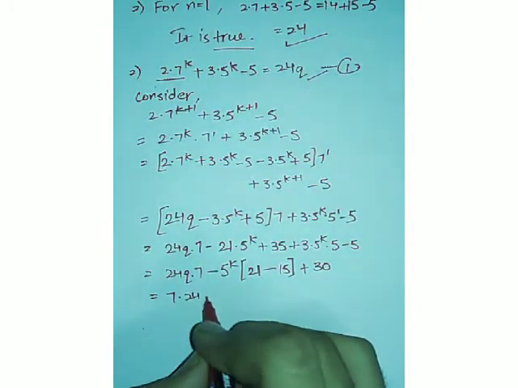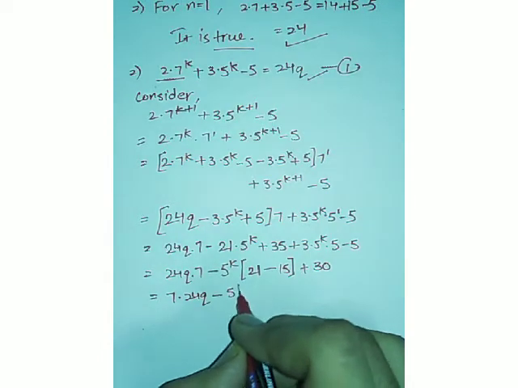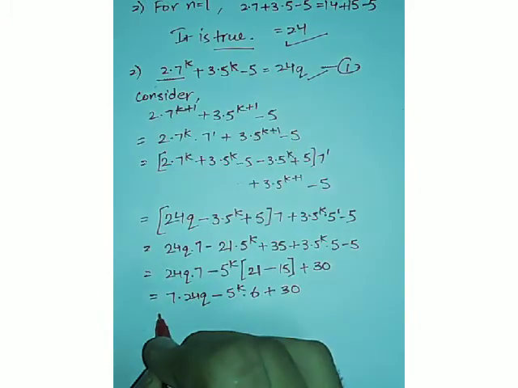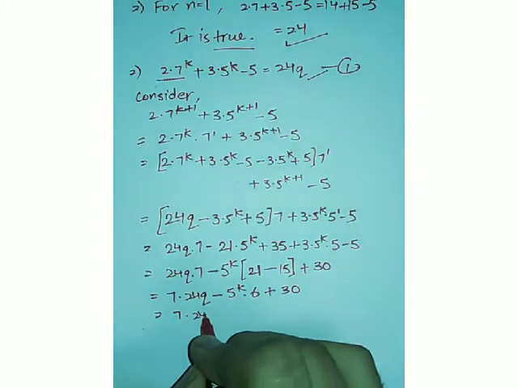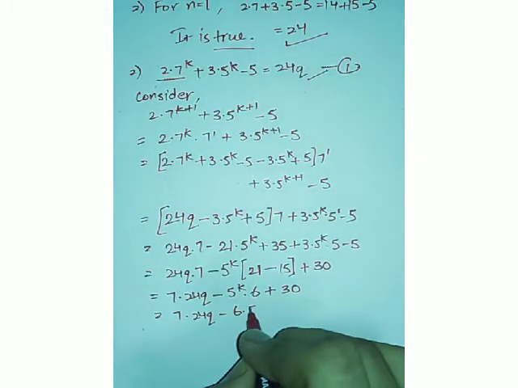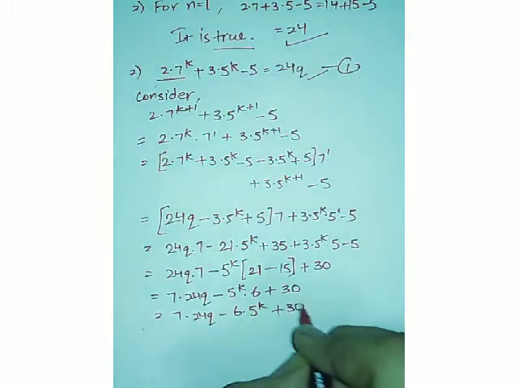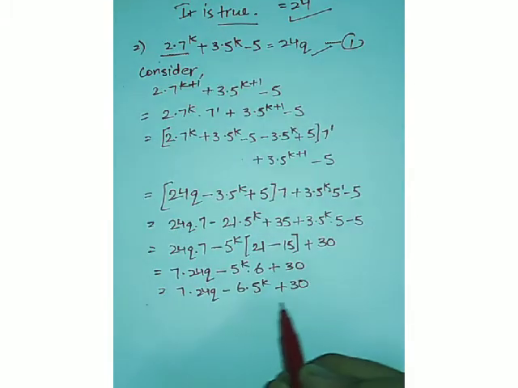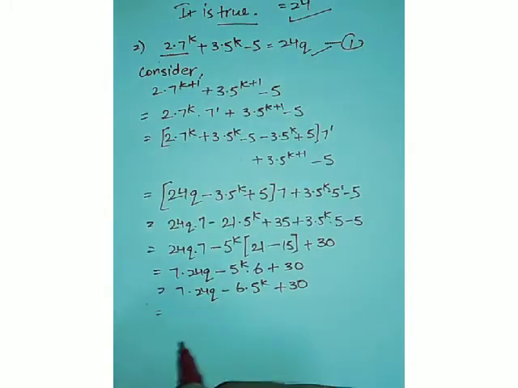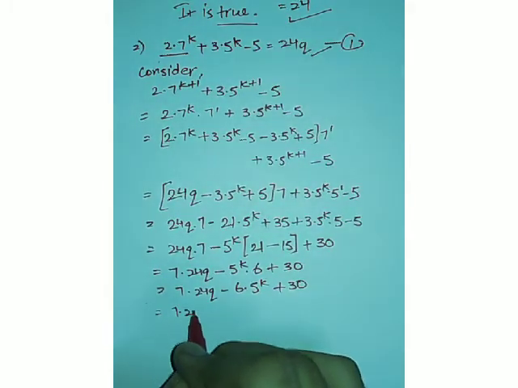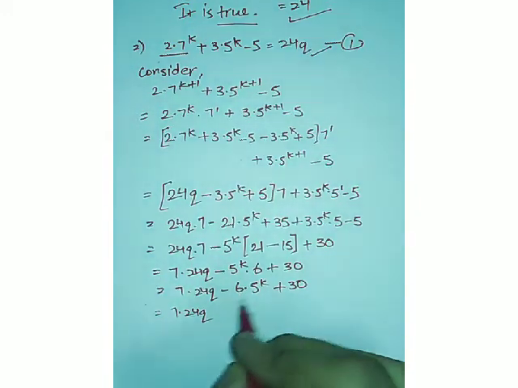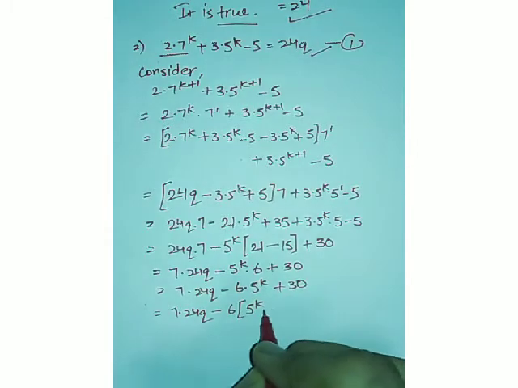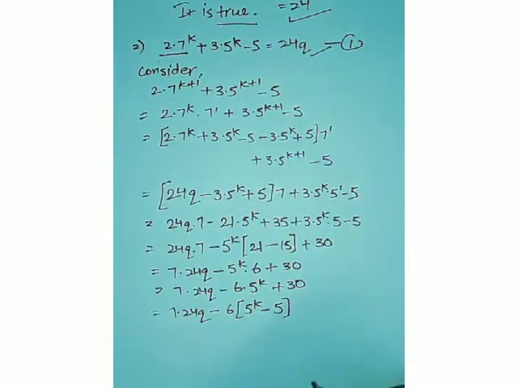7 multiplied 24 cube minus of 5 raised to power k, and this is 6 plus of 30, or you can say 7 multiplied 24 cube minus 6 multiplied 5k plus of 30. Now here you can see that we cannot take 24 as a common factor from these two terms, so we have to simplify it a bit more. Now 7 multiplied 24 cube, what you can take out as a common factor, that is 6 minus 6, 5 raised to power k minus 5, this will be left.